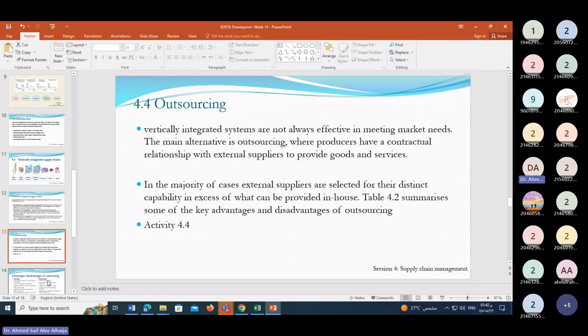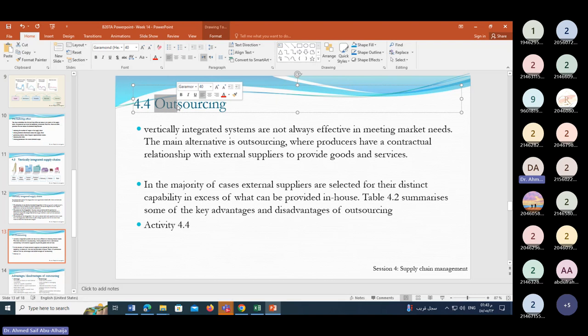Well, outsourcing is about an external source for having the product, from an outside source. That's simply the meaning. Or you might say you are obtaining goods and services by a contract from an outside supplier. So you have a contract with another company to give you the product or to make the product for you. That's why we call it outsourcing: external source, external supplier.